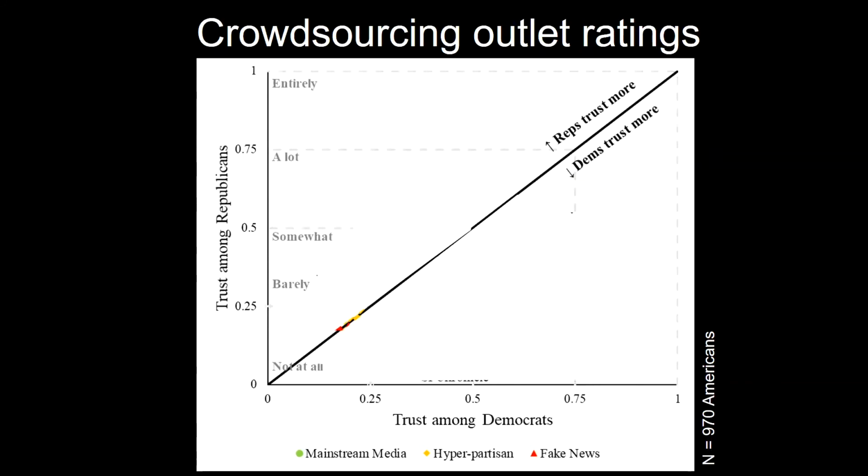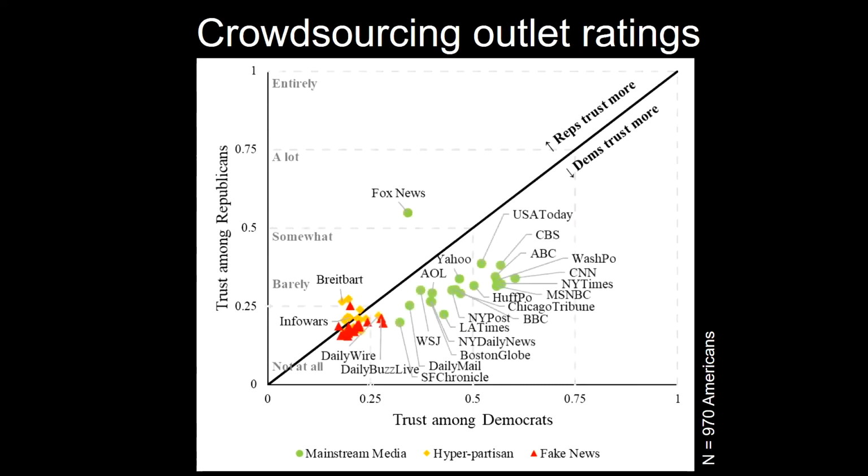And so to test this, we had 970 Americans indicate their familiarity with and trust in 60 different news outlets, 20 mainstream, which I'll show in green, 20 hyperpartisan, which I'll show in orange, and 20 fake news outlets, which I'll show in red. We're going to have 1 dot per outlet, with the average trust among Democrats on the x-axis and average trust among Republicans on the y-axis. What you see is there are some clear partisan differences, like the Republicans trust Fox way more than they trust everything else, including other right-leaning mainstream outlets like the Wall Street Journal, whereas the Democrats trust all of the mainstream outlets a bit more than the Republicans.